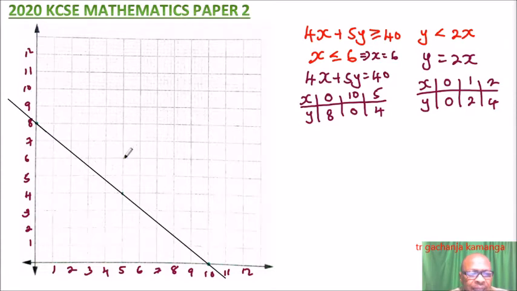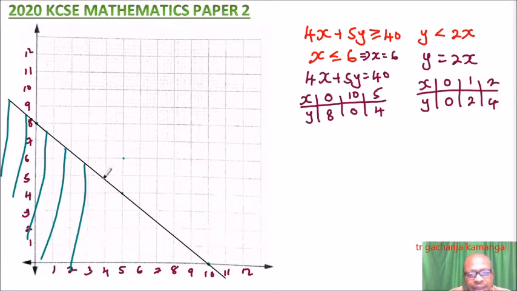But we also confirm with the other side. We can just take any other point. Let's take 5 and 5. So 5 times 4 is 20. 5 times 5 is 25. 20 plus 25 is 45, which is greater than 40. So it means that this side satisfies our inequality. So what we do is we shade off this other side. This is a side that we don't need. We can shade off like that. So we have identified the side that we don't need.